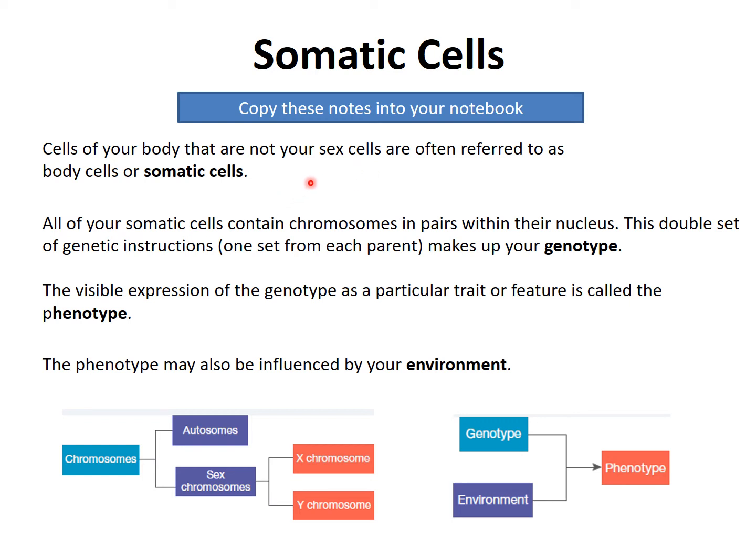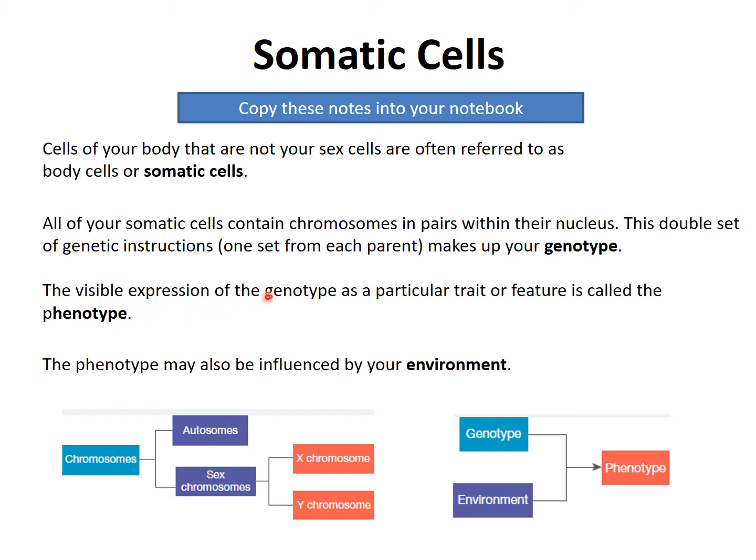All of your somatic cells contain chromosomes in pairs within the nucleus. This double set of genetic instructions, which was made up of one set from each parent, makes your genotype. So just to confirm, your genotype is the code that your chromosomes make to express the traits that you see. So it's the code. The genotype is the code of your genes.